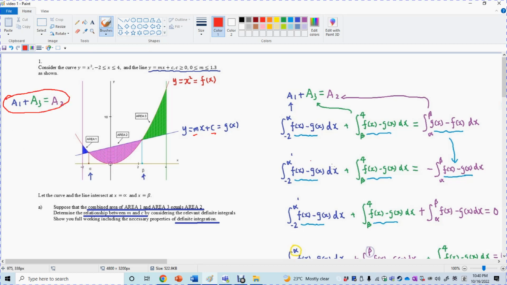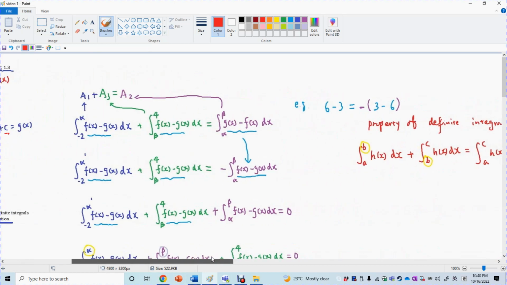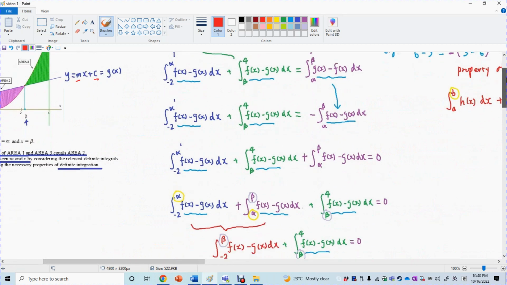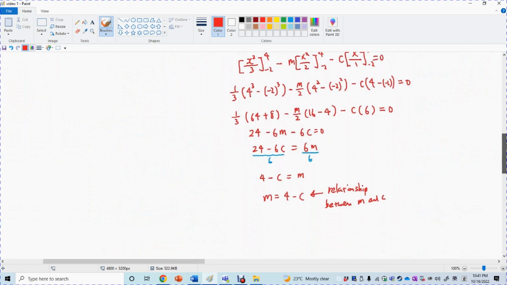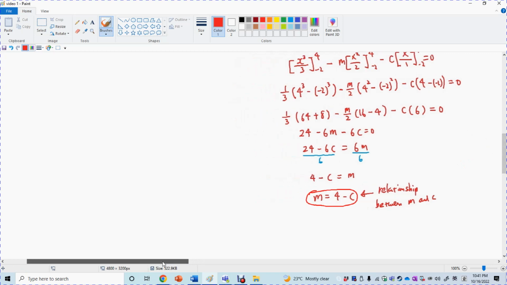So we use that and use some interesting integral technique to find a relationship between m and c. For that relationship, that means if the line has the gradient m equals 4 minus c, which is the y-intercept, then the area A plus 3 will equal the area of 2.